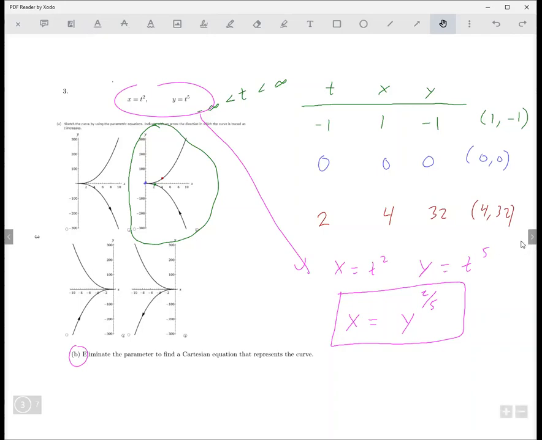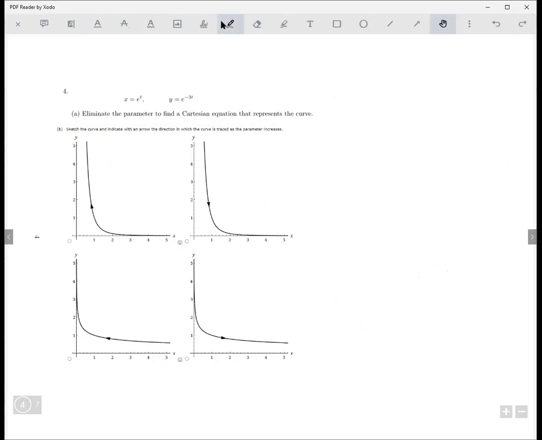Okay, let's move on. Get away from that disaster. Number 4. Part A is to eliminate the parameter first. And also, again, t is going to be going from negative infinity to infinity because they don't list anything.